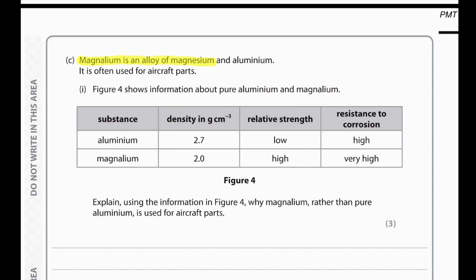Magnesium is an alloy of magnesium and aluminium. It is often used for aircraft parts. Figure 4 shows information about pure aluminium and magnesium. Aluminium has a density of 2.7, whereas magnesium is much lighter than aluminium. Relative strength for aluminium is much lower, but magnesium has a much higher relative strength. Resisting corrosion for aluminium is quite high, but magnesium has a very high corrosion resistance.